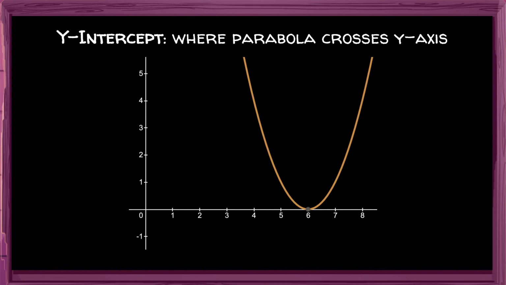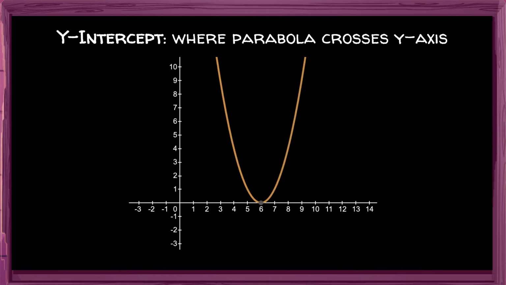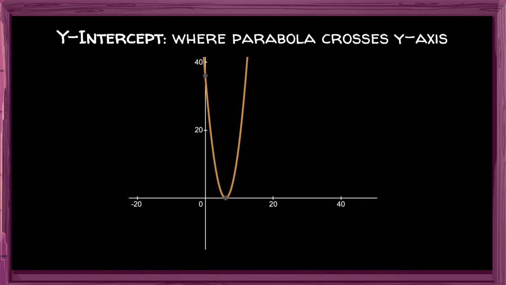So if we zoom out, will we be able to see where this parabola crosses the y-axis? Good question, Codette. Yes, we can. This parabola touches the y-axis way up here, at 0, 36, which means we just learned something. Some parabolas don't seem to have a y-intercept. We look for their y-intercepts on the graph, and we don't see any. But don't be fooled.